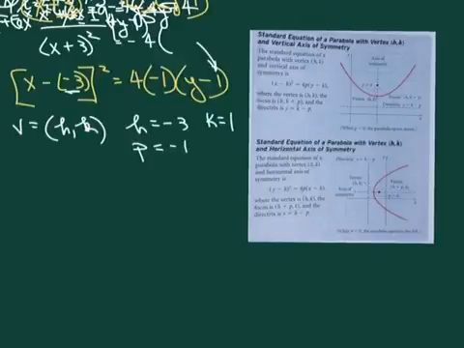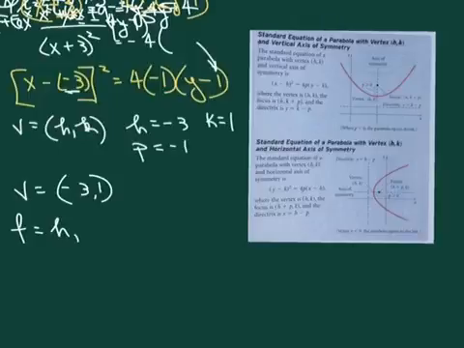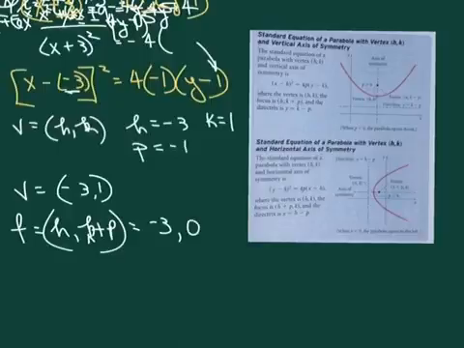So my vertex is just going to be hk. So vertex equals negative 3, 1. My focus is, that's an F, h, k plus p. So negative 3 is my h. What is my k plus p? Well, my k is 1, and my p is negative 1. So 1 plus negative 1 is 0. So my focus is at negative 3, 0.